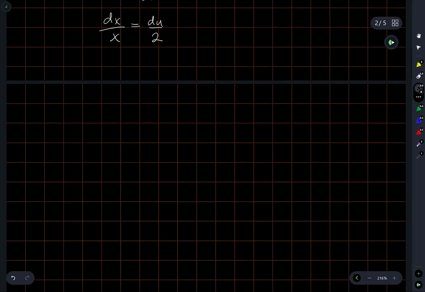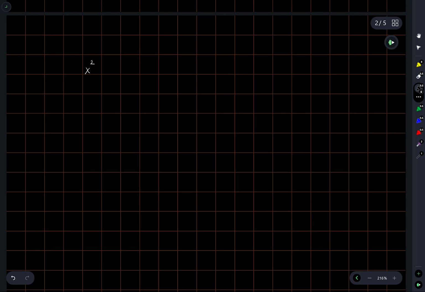x squared minus 1. We could try integration by parts. It probably won't help, right? I can differentiate the numerator, integrate the denominator. That'll give me what we'll end up having to integrate: 1 over 2 times x squared minus 1 to the negative 1 over 2 times 2x log x dx.